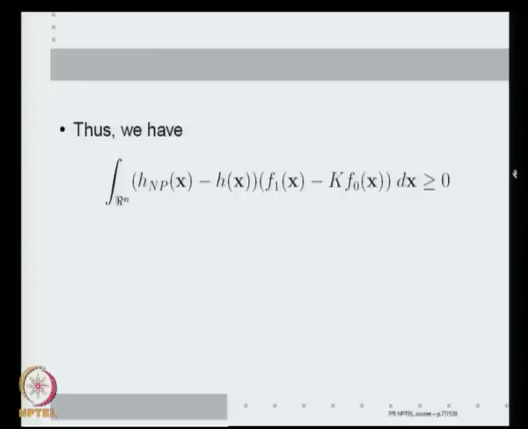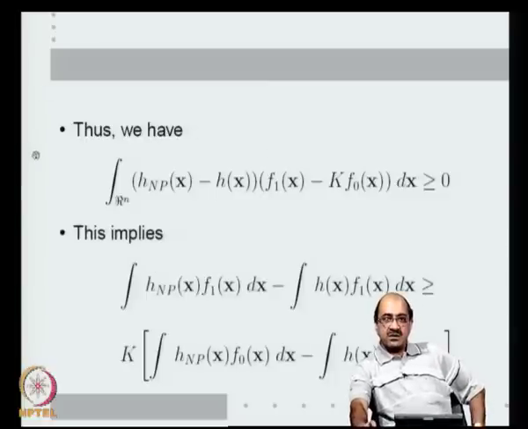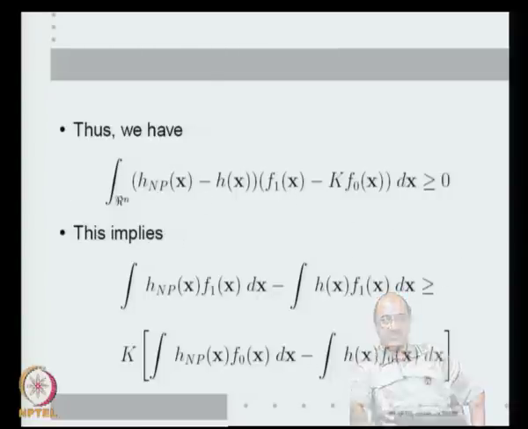Now let us expand this integral by multiplying these two terms. So, multiply with f1 first. I get h_NP into f1 minus h into f1. Those are the first two integrals. Take the other terms on the other side. So, this is greater than or equal to k times (h_NP into f0 minus h into f0), because I have taken them to the other side. Now, the h_NP term will become positive, right. I just multiplied this term and put two integrals on this side and two integrals on this side.